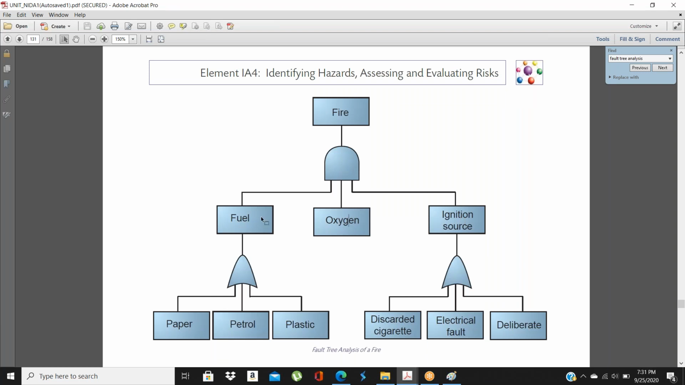If any of the three is missing, if fuel is missing, or oxygen is missing, or the ignition source is missing, then the fire will not occur. So for this we will use the AND gate. If fuel is there, oxygen is there, and ignition source is there, all three together, then the fire will occur.